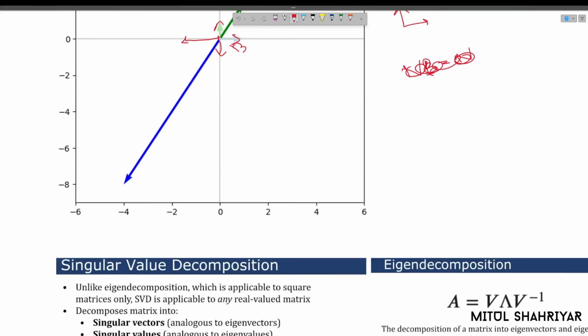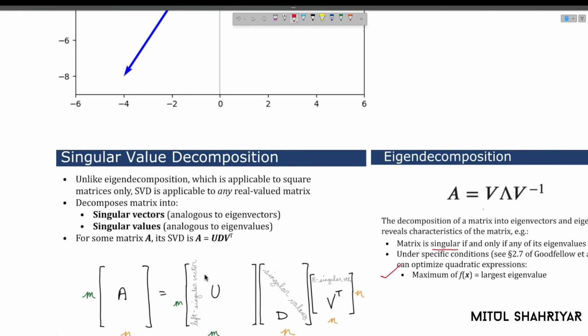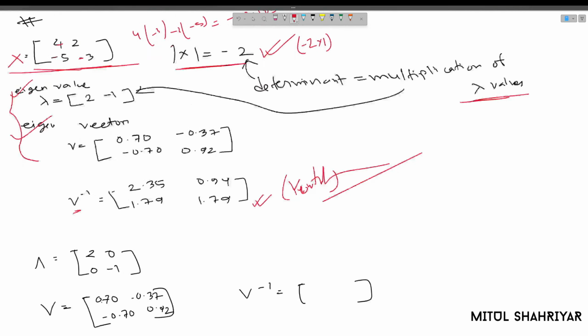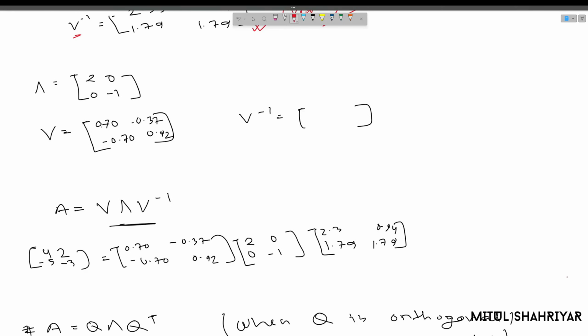But other than that, we have also seen A equals V, then uppercase lambda, then V inverse, right? So in our code, I did mention that you can do that. Then again, let's verify that. Let's verify the eigen decomposition. What is this uppercase lambda?